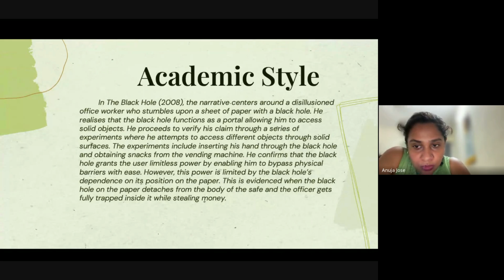So, see, I told you in this last part, he's saying that there is a limitation. In this academic style, I'm mentioning that there is a limitation. But how did I come to that limitation? That is given in the last sentence: when the black hole on the paper detaches from the body of the safe and the officer gets fully trapped inside it while stealing money. The key word that I've used here is evidenced. That is a word to show that this is how I have come to the conclusion that this particular black hole has a particular limitation. Right? I'm explaining it.